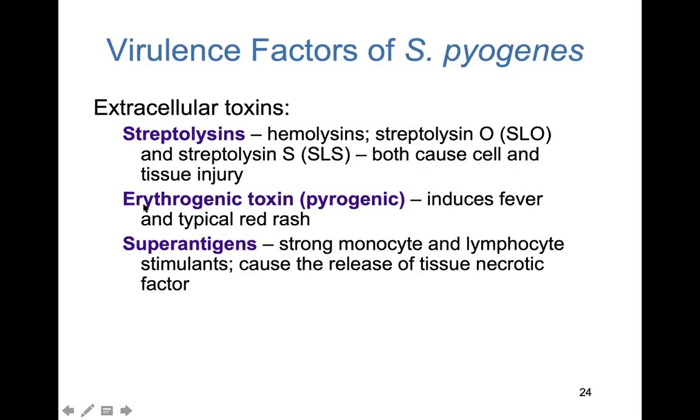Erythrogenic toxin. All right, erythro. Whenever you see erythro, you should automatically think red. All right, so if you're thinking red, I want you to think, well, red, what could that possibly mean? Well, it's going to mean inflammation, or it could be an increase in temperature, right? In this case, it means both. Erythrogenic toxin, pyro, like a Pyrex, heat, pyrogenic. So it's going to induce a fever and a typical red rash.